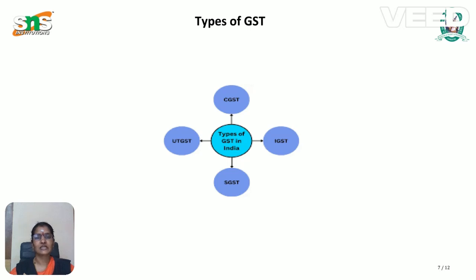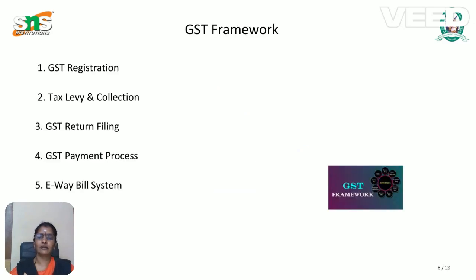Okay, and the next concept we are moving to is the types of GST. Already we discussed CGST, IGST, SGST, and UTGST, that is Union Territory Goods and Service Tax. And the framework under the GST is nothing but, we have to make the registration. After the registration, we have to collect the taxes, then return filing, payment process, and based on that process, we have to pay through online. So these are some important frameworks followed under the GST.